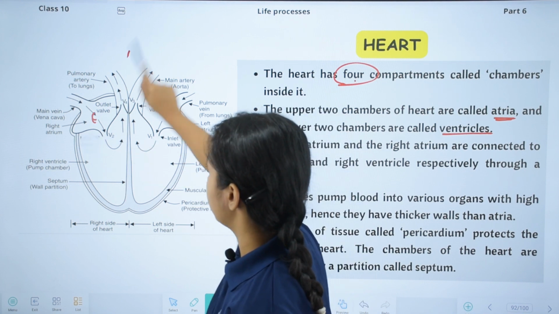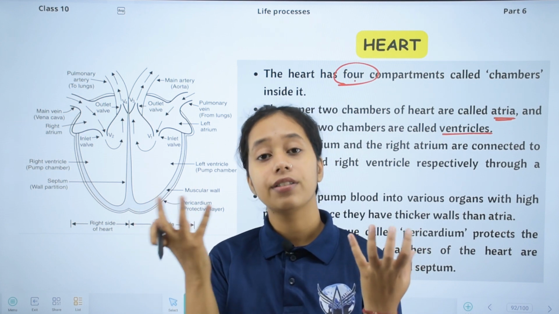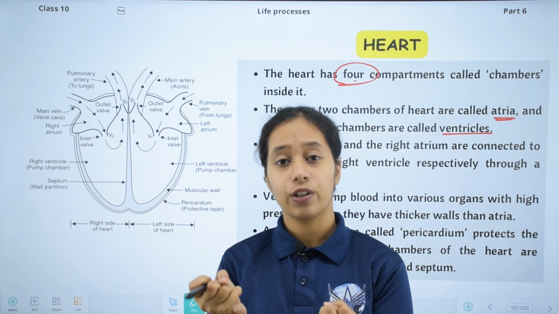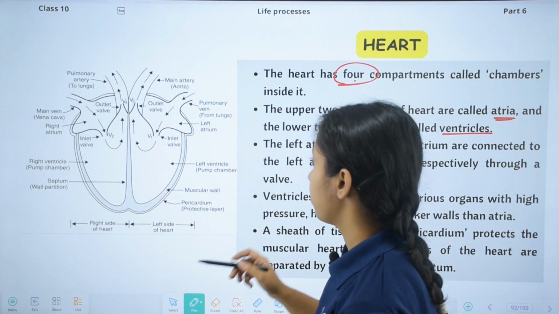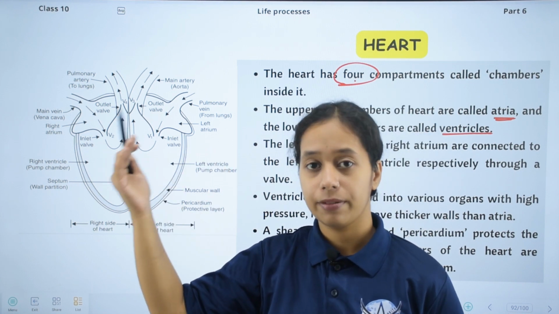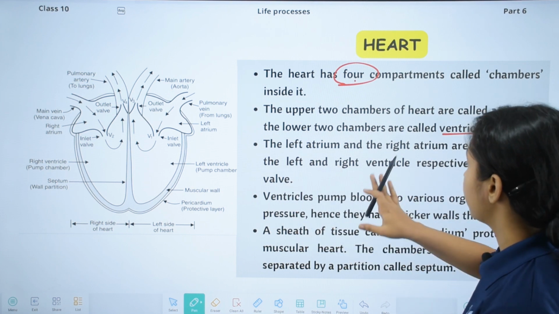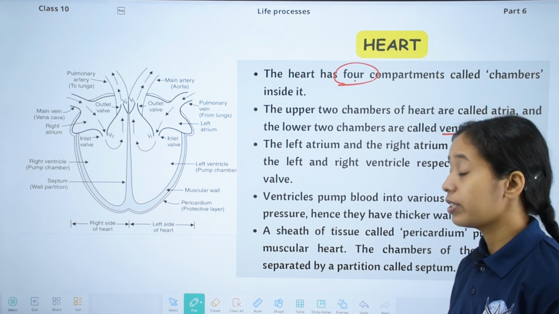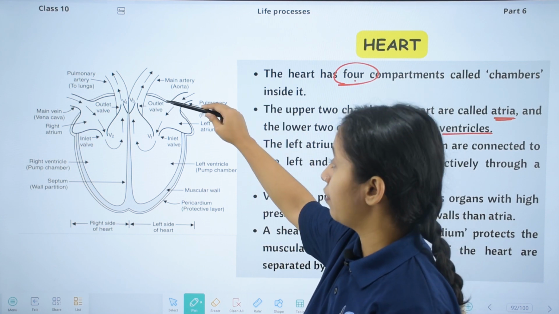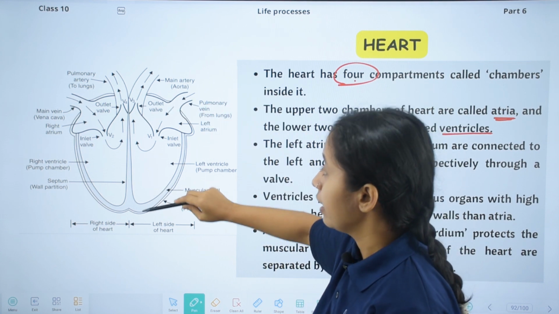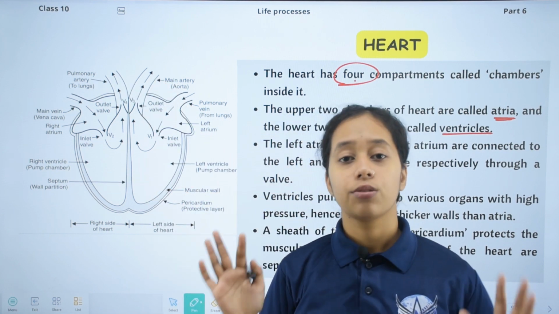Let me quickly rub this, otherwise it will become very confusing. The atrium receives blood and the ventricle sends blood out. How it receives and how it sends, we will discuss now. The atrium always receives, and the ventricle gives blood out. The left atrium and the right atrium are connected to the left and right ventricle respectively through a valve. The atria and ventricles are connected through a valve. The left atrium and left ventricle are connected through a valve, and the right atrium and right ventricle are also connected through a valve.